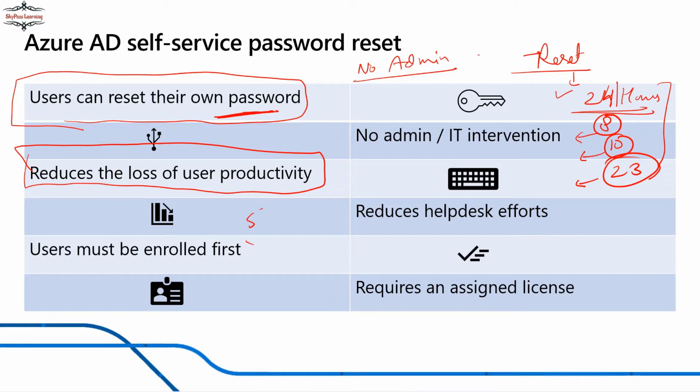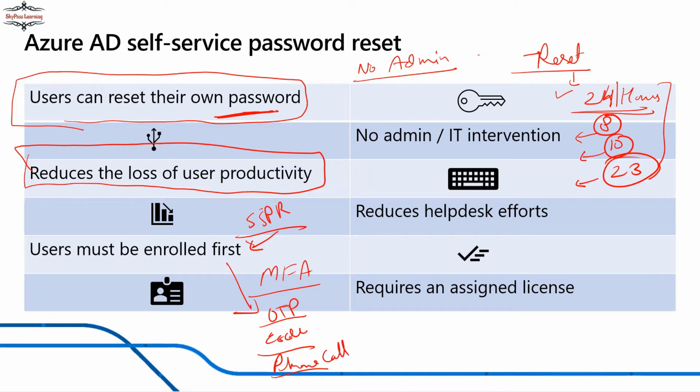Whenever we are going for SSPR, the first prerequisite is that you must enroll for the SSPR feature, and there are certain ways to authenticate your identity as well. For example, if MFA is enabled, you can confirm your identity by using a one-time password, by using a code on another alternate ID, or by using a phone call. So with all those methods you have to verify your identity, and once you verify your identity, you are able to reset your password as well.